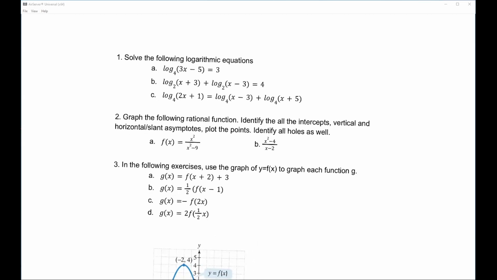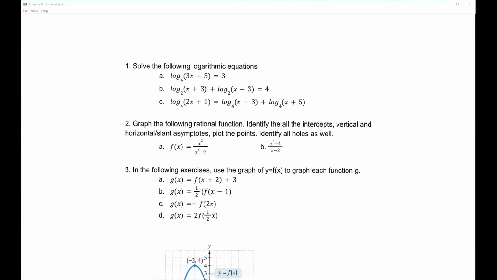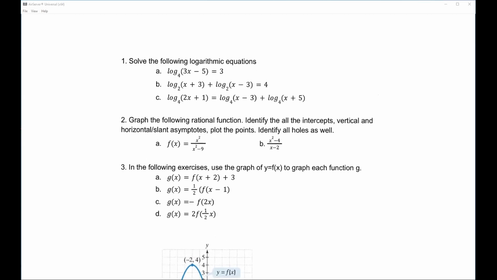It's 3x minus 5 is equal to 4 to the third power, right? And 4 to the third power is what? 64. Add 5 to both sides. 3x is equal to 69, divided by 3. x is equal to 23. Cool. Not too bad.